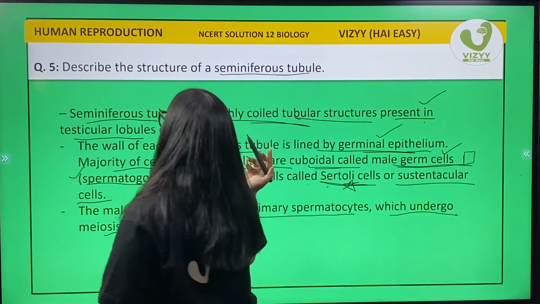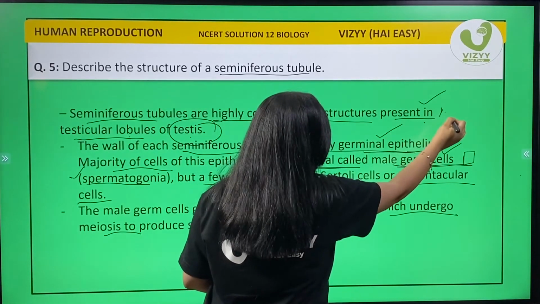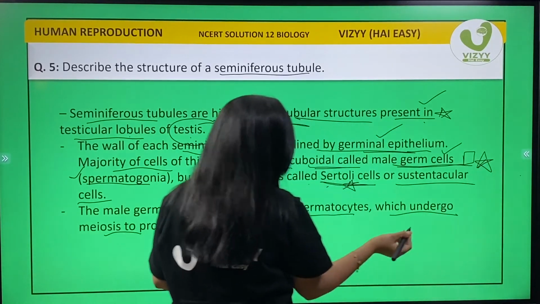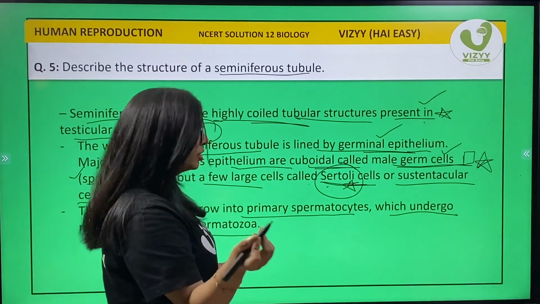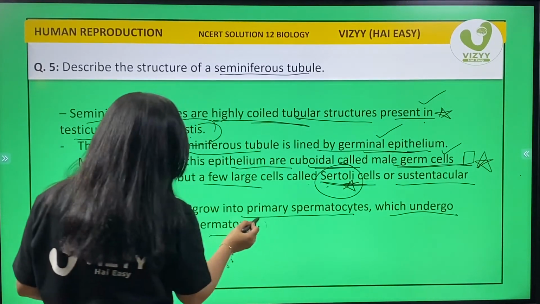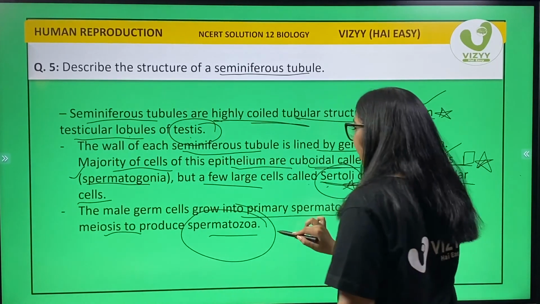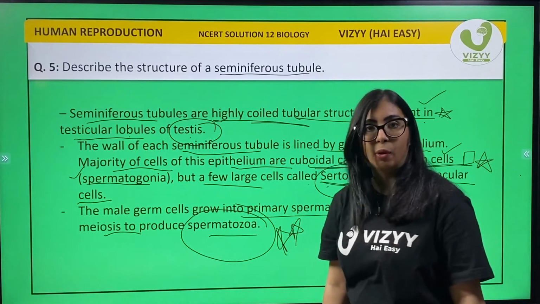So three things are important: mention where they are found, what they are made up of, that is Sertoli cells, and lastly its function, that is to produce spermatozoa. So these three things are very important. Okay students.